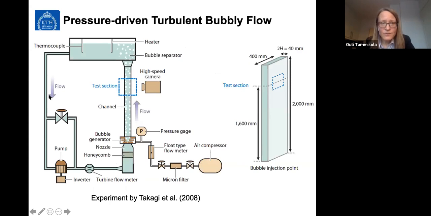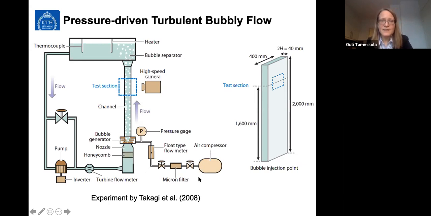Okay, so the flow setup that we have chosen is taken from an experiment by Takagi et al. And here we have a vertical channel, and the bubbles go up the channel, of course, by buoyancy. But then also we are forcing the flow against gravity up in the channel. And this is somehow relevant for these results, especially for the shear-induced lift force, to which direction it goes. Okay, so this is the flow setup.